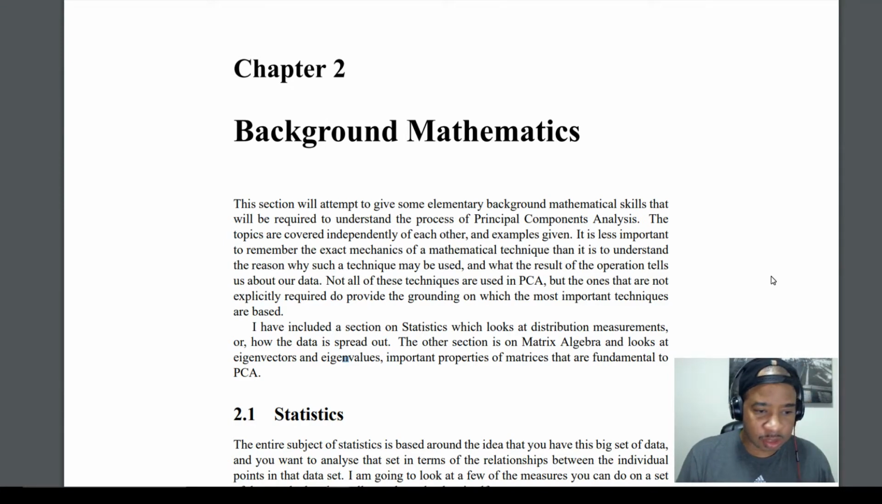Not all of these topics are used in PCA, but the ones that are not explicitly required do provide the grounding on which the most important techniques are based. I have included a section on statistics which looks at distribution measurements, or how the data is spread out. The other section is on matrix algebra and looks at eigenvectors and eigenvalues, important properties of matrices that are fundamental to PCA.